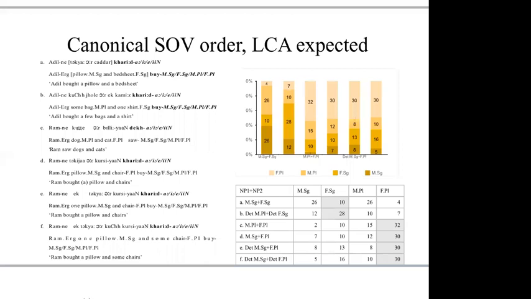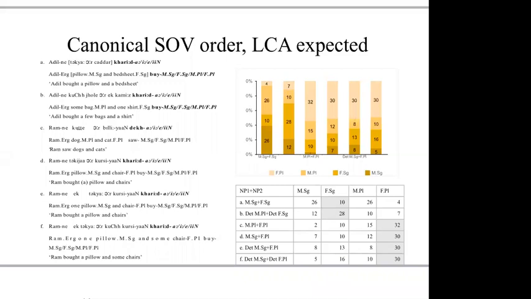So you expect the last conjunct here, which is the closest conjunct. Also, this is not actually highest conjunct agreement. Take a look at the fourth example, takiya aur kursiyan kharidi. There's a plural there. So again, when there's a plural, people are more likely to agree. The fourth one is also plural, so people are more likely to do that.